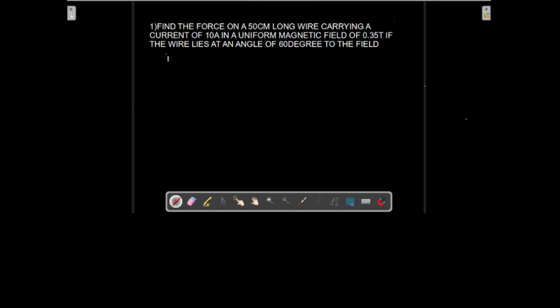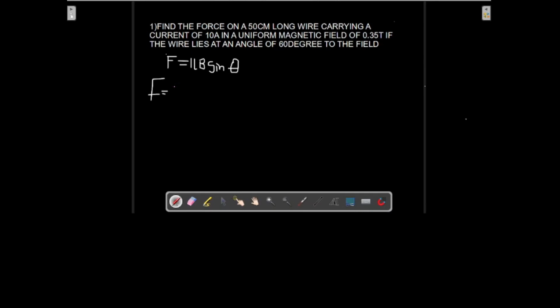First, we have to know the formula. The formula is F equals ILB sine theta. All right, that's the formula. I in this case represents the current, L represents the length of the wire, and B represents the magnetic field. All right, so all we have to do here is input our given values, but we might have to convert in some places if needed.